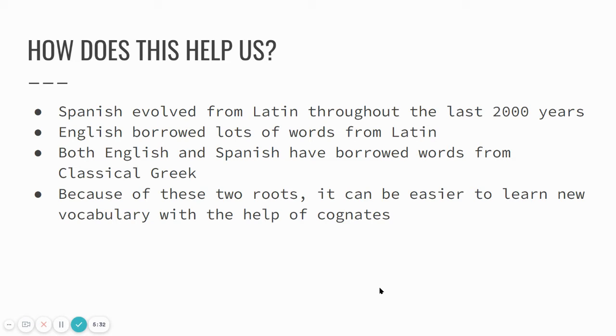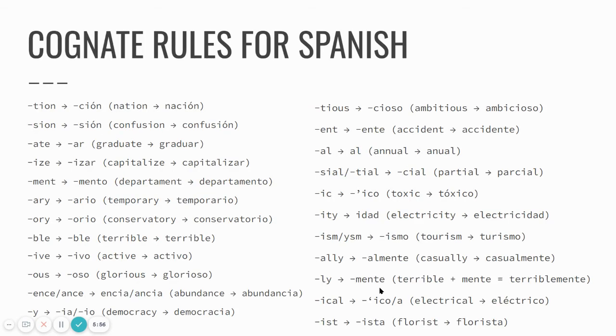And both English and Spanish have borrowed words from classical Greek, or like old school Greek, the Greek that's not spoken anymore. You just read it. And you don't speak Latin much anymore either. You just read it usually. Because of these two roots, because they share a lot of words in common, it can be a lot easier to learn your new vocabulary with the help of thinking about cognates.